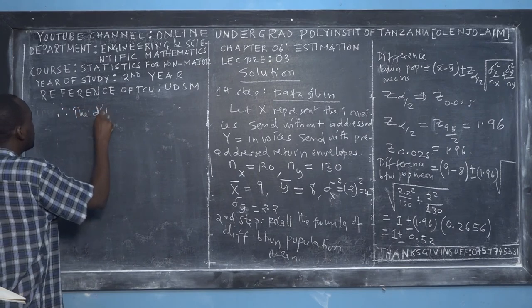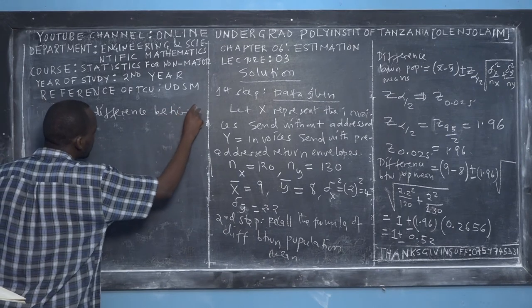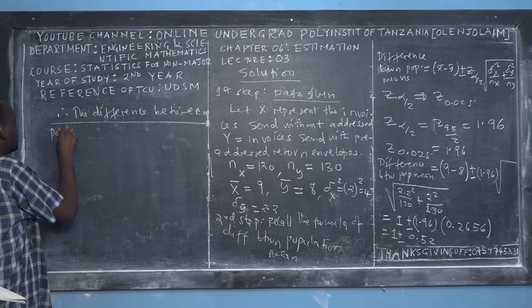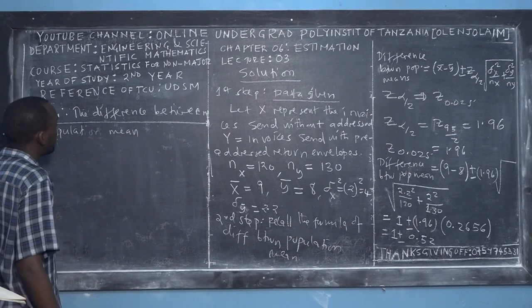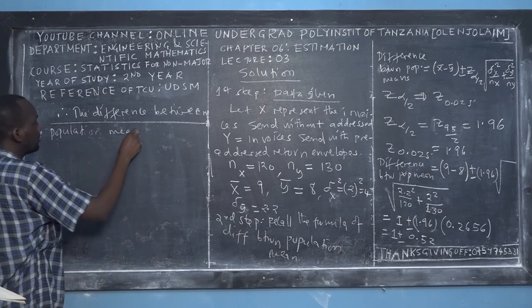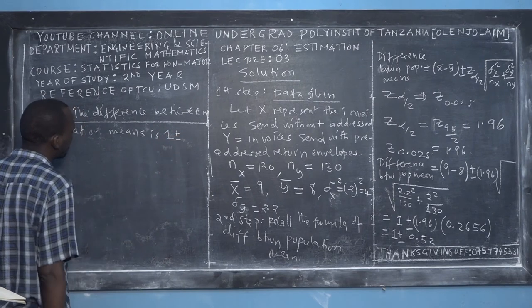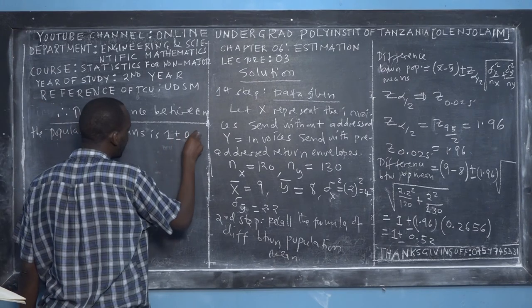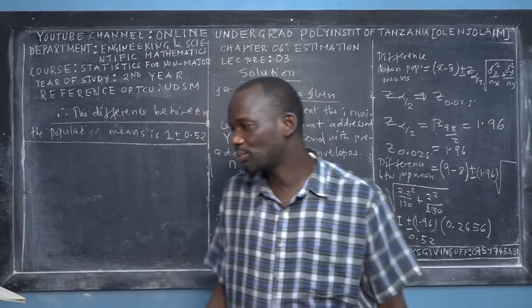The question we've been solving is about the difference between means, the formal sentence being: between population means. The difference between the population means is 1 plus or minus 0.52. So this is the final response for that problem.